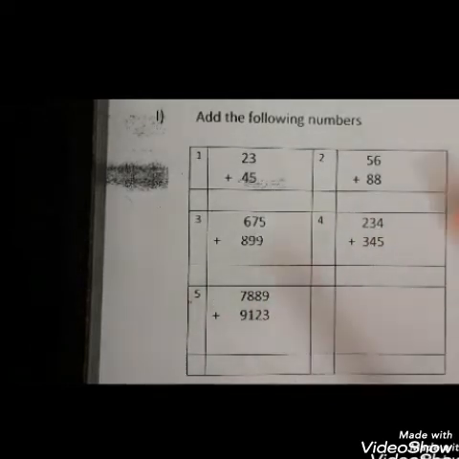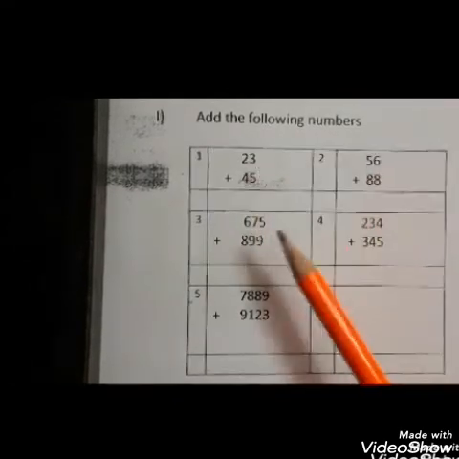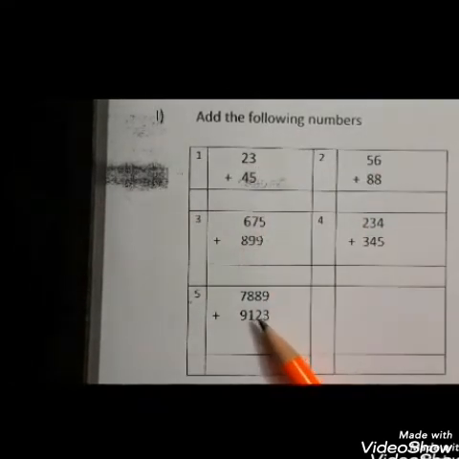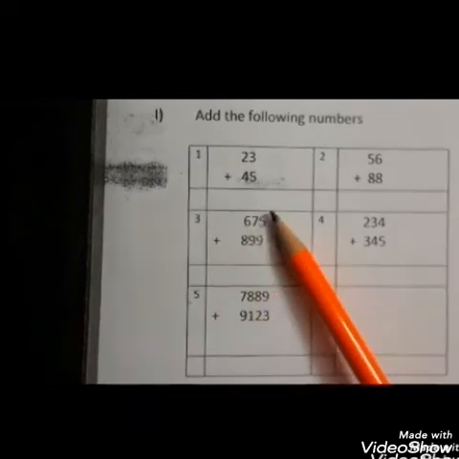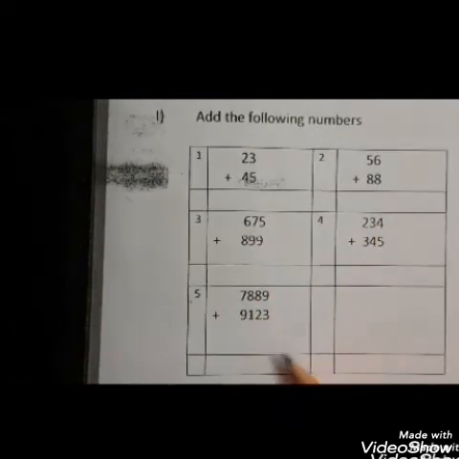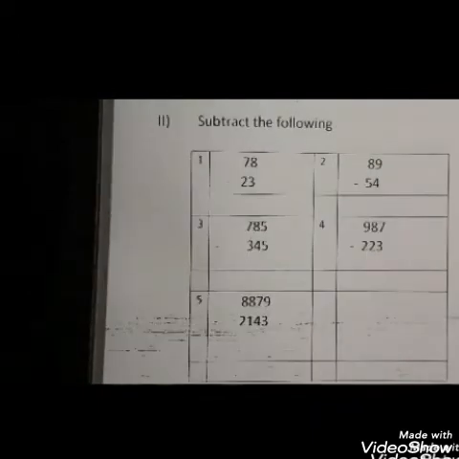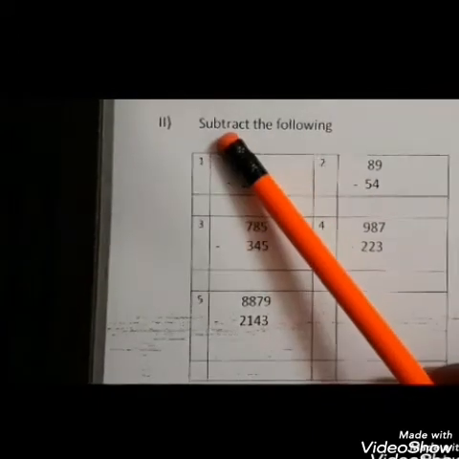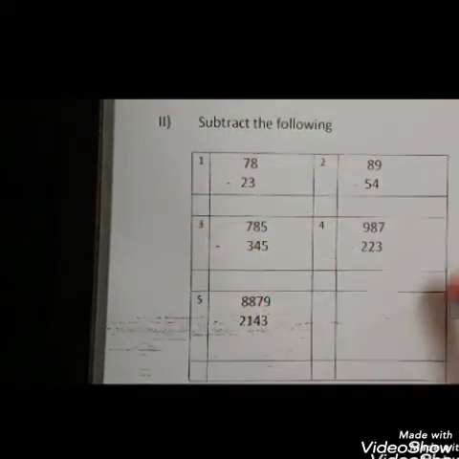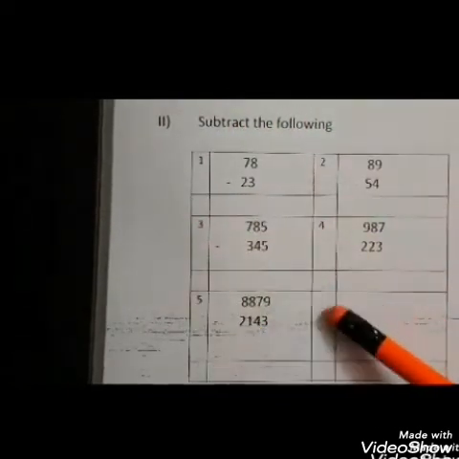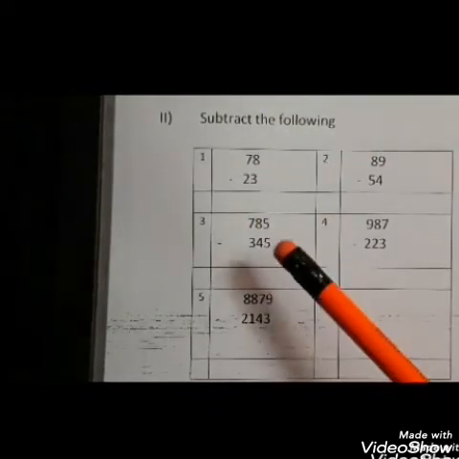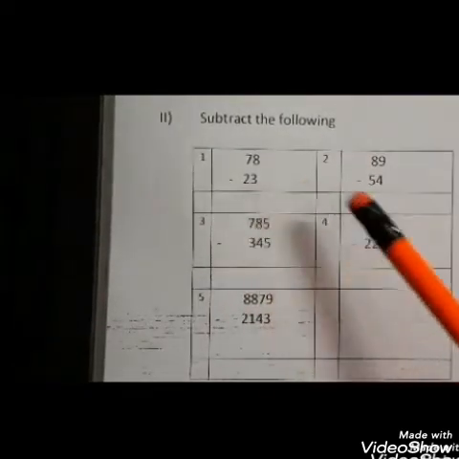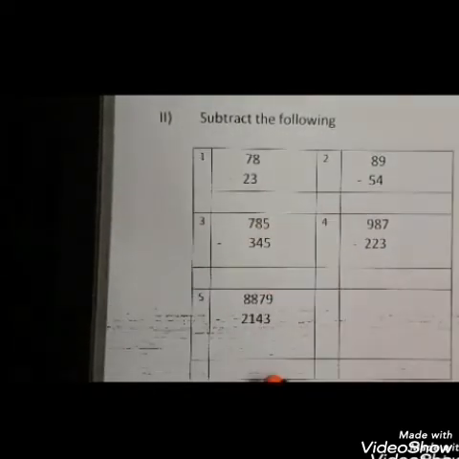As you can see, here I have given 2-digit numbers, here 3-digit and here 4-digit. Whatever the operation, the steps and the method are the same. Do it and write the answer in the given space here. Same way you have to do the next one, that is subtract the following. That is the subtraction operation, where you use the minus sign. Here I have given 2-digit, then 3-digit, then 4-digit. You have to do the sums and write the answer in the given space here.